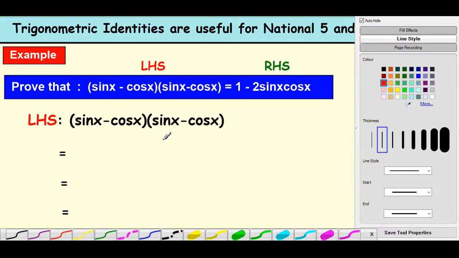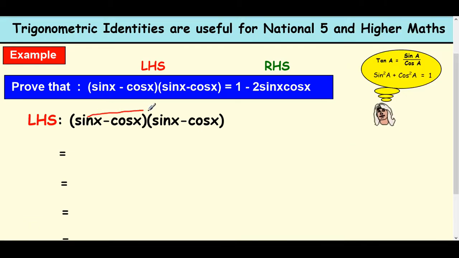So if you're multiplying out double brackets, you tend to do this, don't you? Sine times sine, and then sine times cos. Well, let's look at that bit first, because sine x times sine x, well, that's sine squared x. And then sine x times cos x is sine x cos x. Just put them next to each other. And there's a takeaway there, so it would be negative sine x cos x. That's you done that bit.